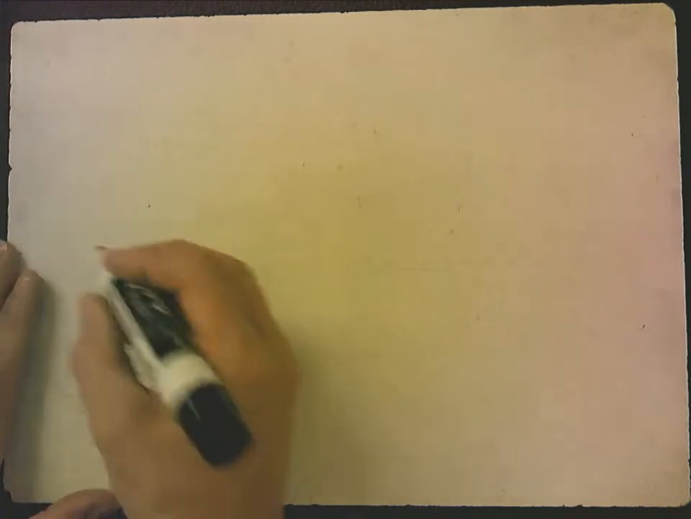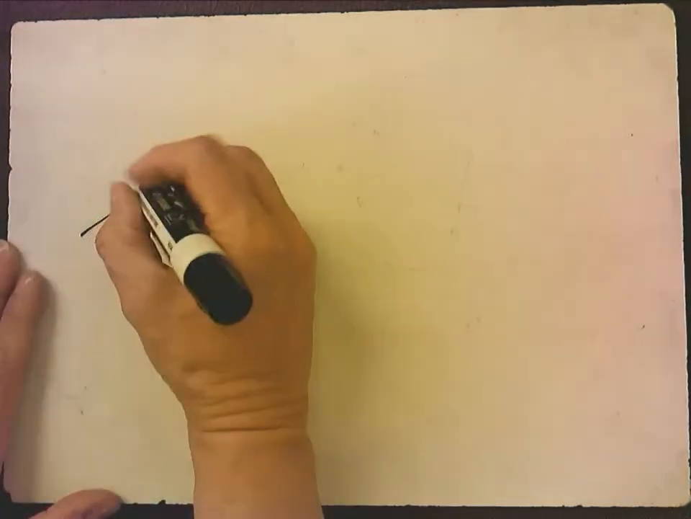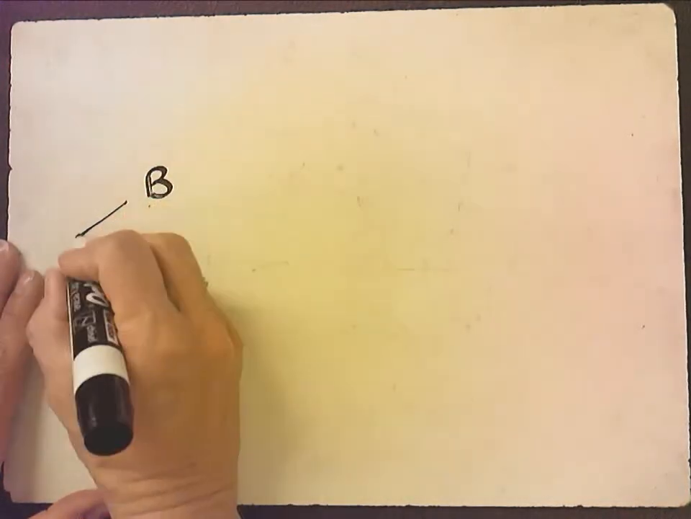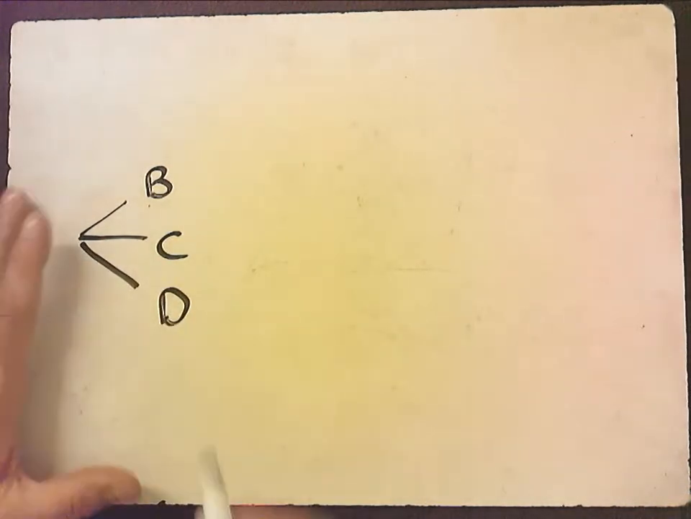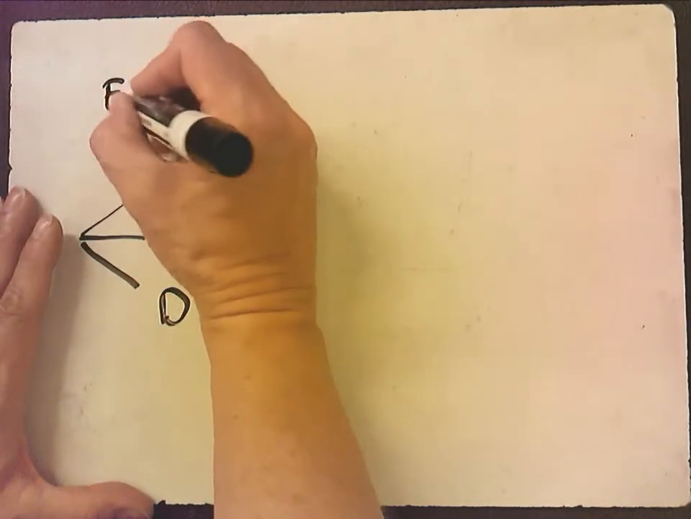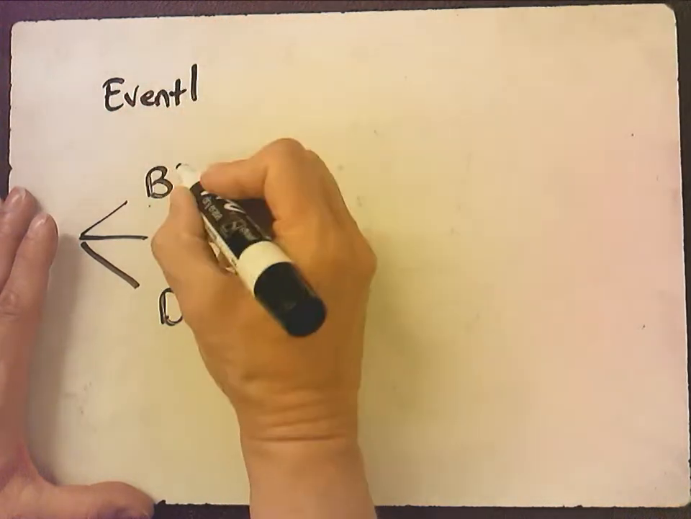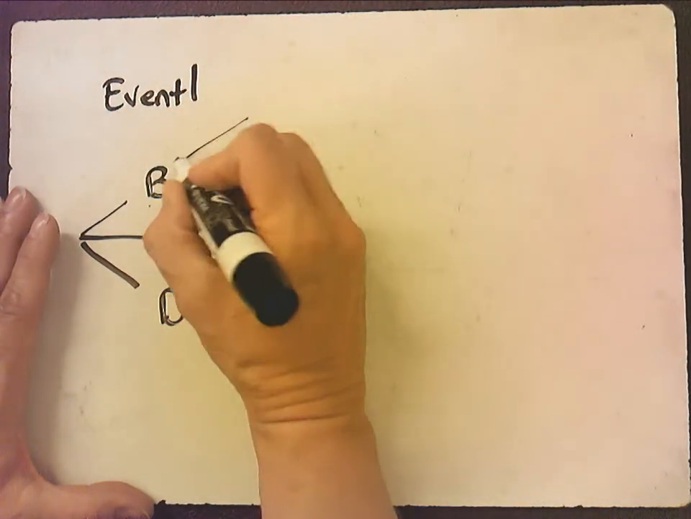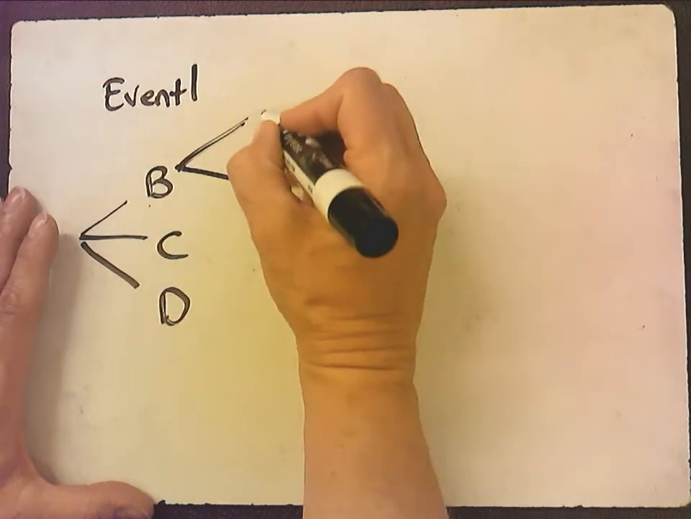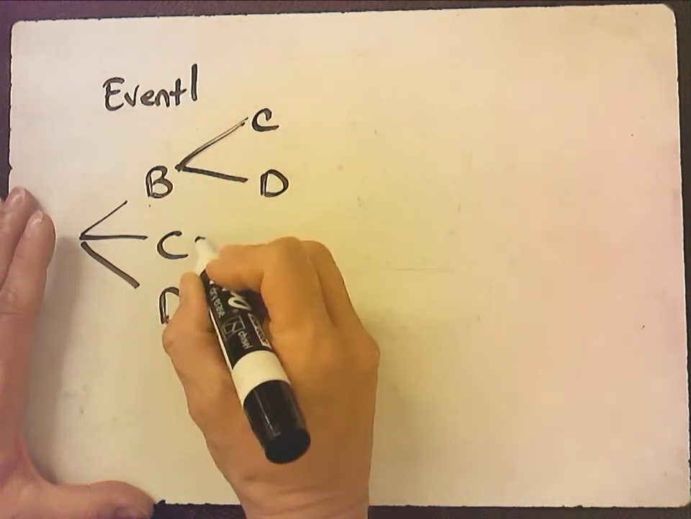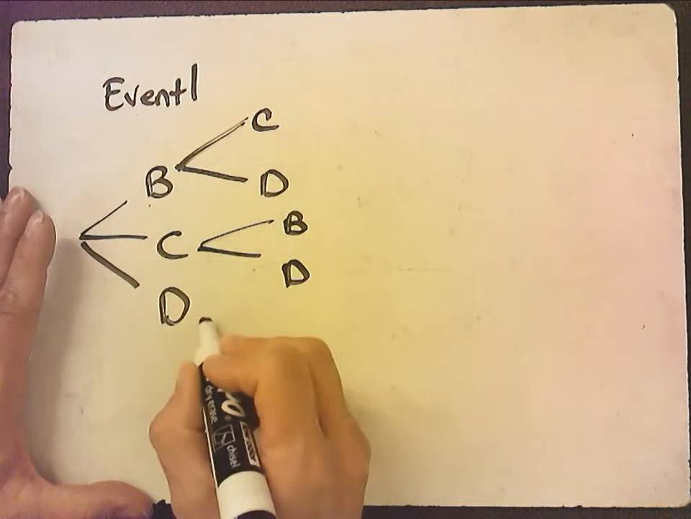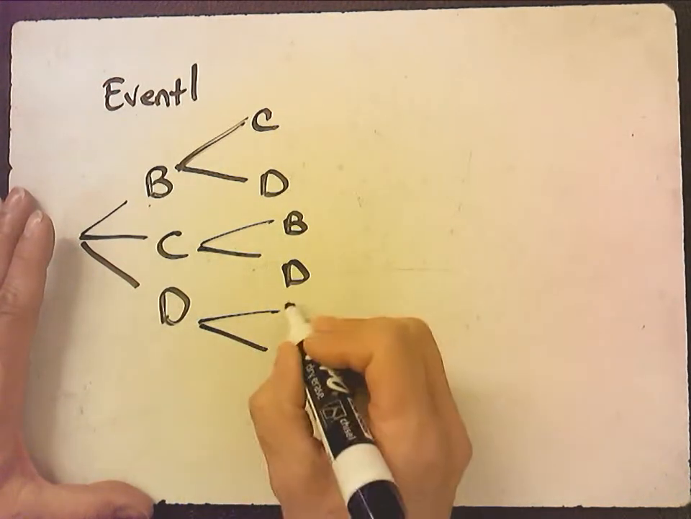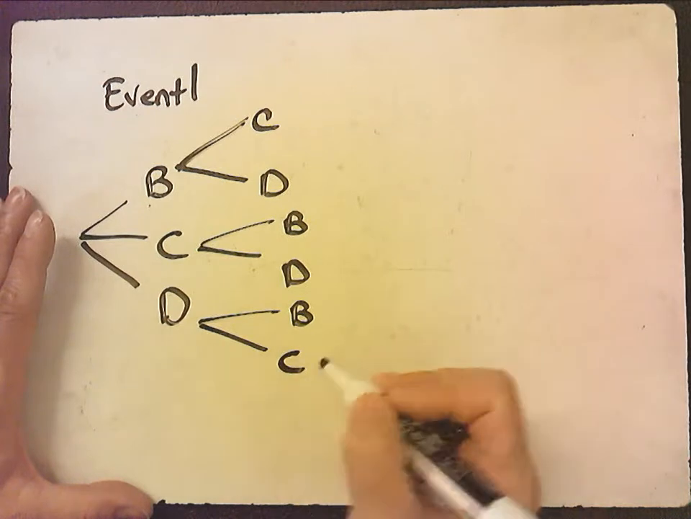Okay, so they could line up Brianne, Katie, Dara. Now, this is event 1. If Brianne lines up first, then after her, it could be Katie and Dara. If Katie lines up first, it could be Brianne and Dara. If Dara lines up first, it could be Brianne and Katie.